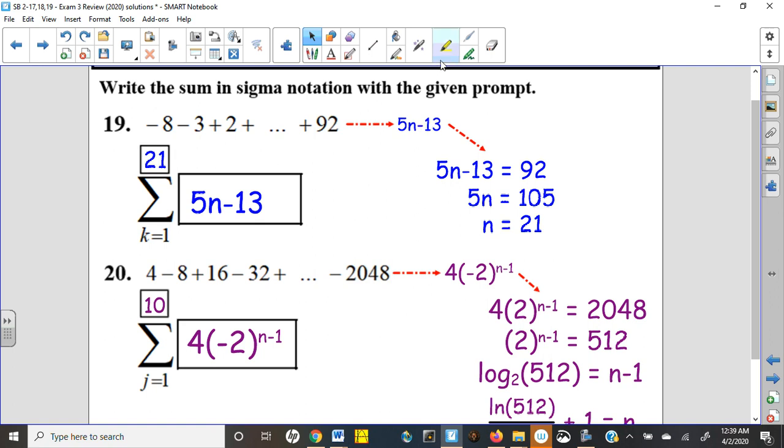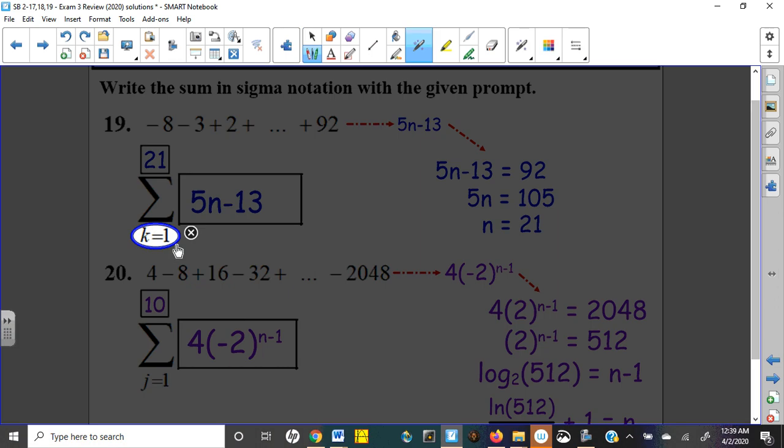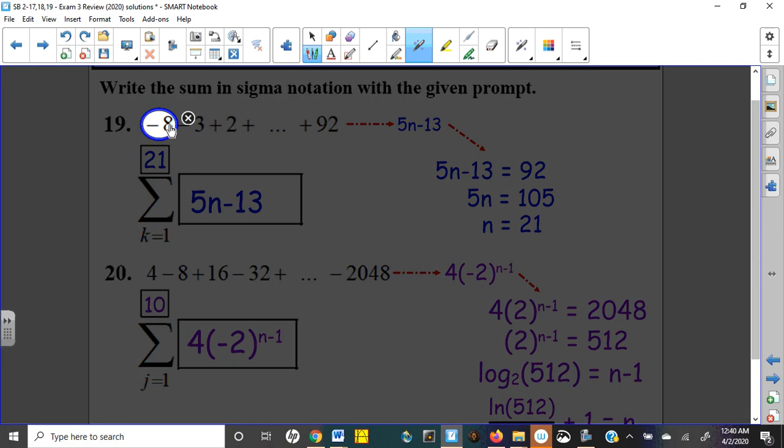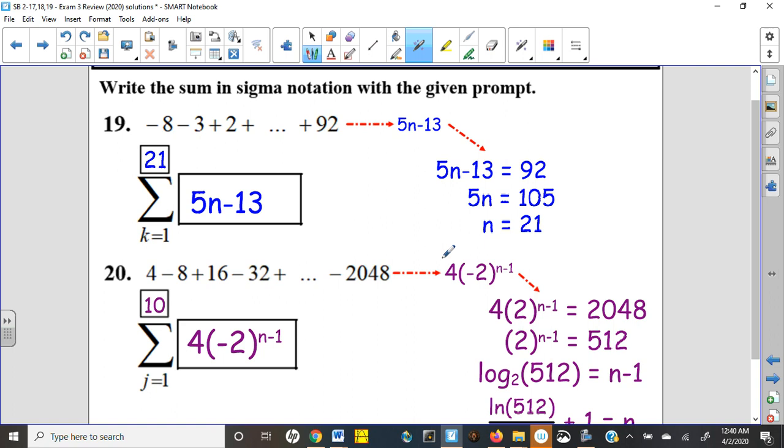Some people are still getting a little stuck on where this value is coming from. Well, remember, we always start at the first term, at term number 1. If I know the slope is 5, it's going up by 5, plus 5, plus 5, I know there's a 5n in there. And I know that 5 times 1 is 5. But my first term is not 5, it's negative 8. So how do I get from 5 back to negative 8? That's where you figure out what that adjustment factor is, minus 13.